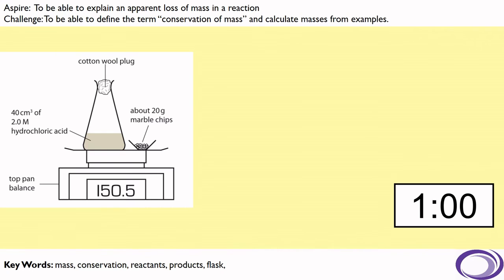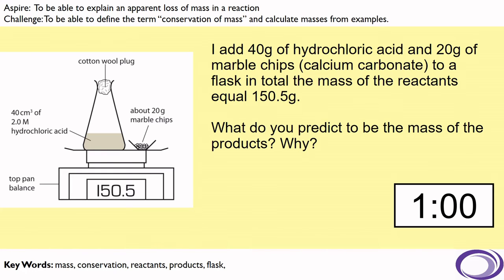So on the screen you can see some equipment. I've got a conical flask with some acid in it, and I've got about 20 grams of marble chips. And all of the chemicals and the equipment they are in have been placed on top of a top pan balance. Now if I added the acid and the marble chips together, so if I put the marble chips into the acid, before their total mass was 150.5 grams. What do you predict the mass of the products to be? And why do you think that?